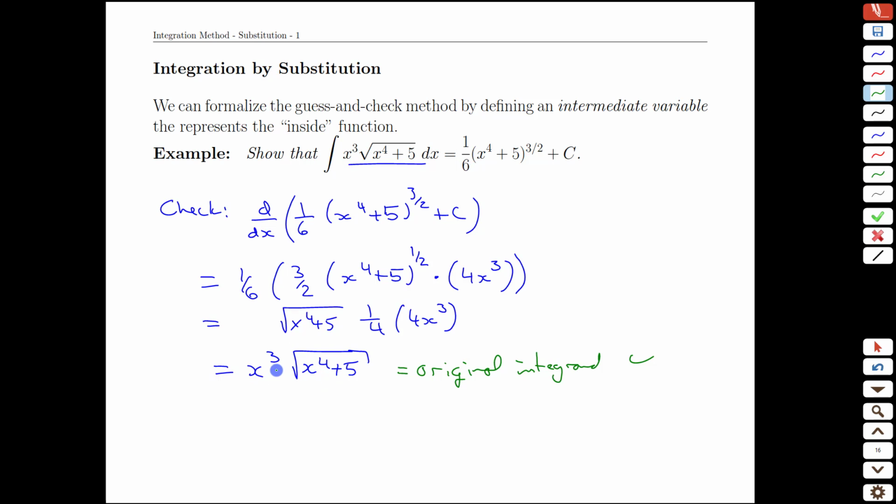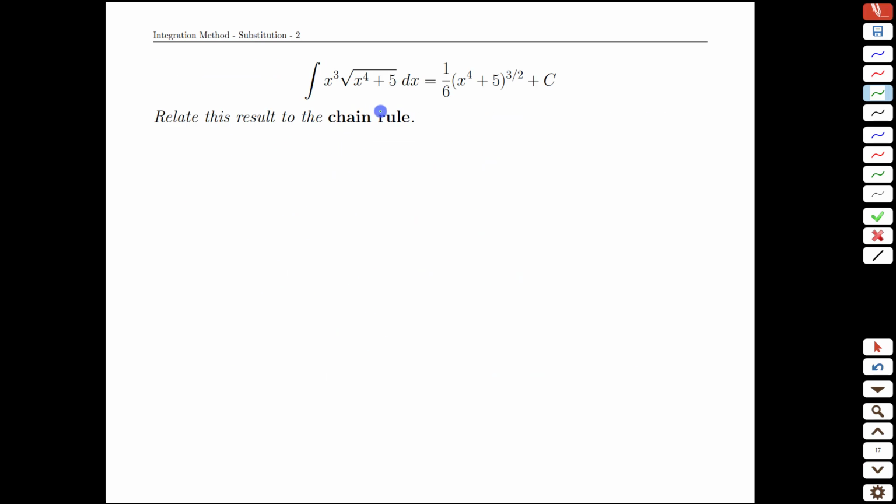All right, so we know the answer here. The question is, could we have found a way to do this ourselves, a systematic way to go from this to this more complicated function on the right-hand side, not just by guessing? Notice how this structure here worked. We have this x cubed here from the derivative of the x to the 4 plus 5, or our inside function.